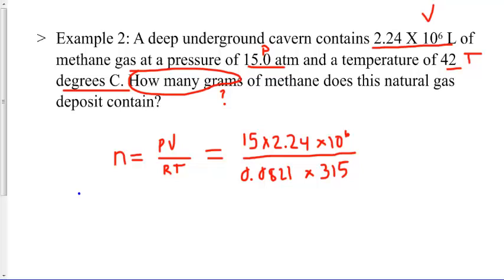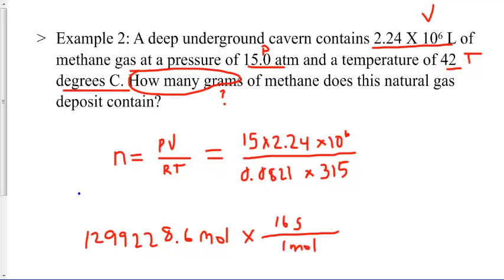When I plug it in, 15 times 2.24 times 10 to the 6 over 0.0821 times 315. Again, you might want to divide with parentheses. Okay, I didn't round here. The reason being is because I don't have my final answer yet, and I usually try to wait until I'm down to my final answer before I do any rounding. So I've got this big number. Now I have to convert this into grams. We've done this a lot of times. This is just our good old mole map problem where we put moles on bottom, grams on top.